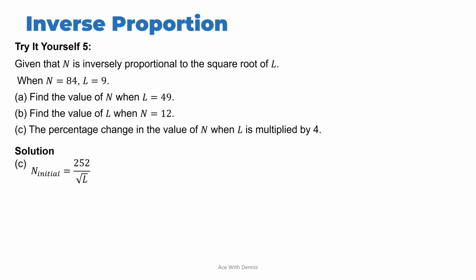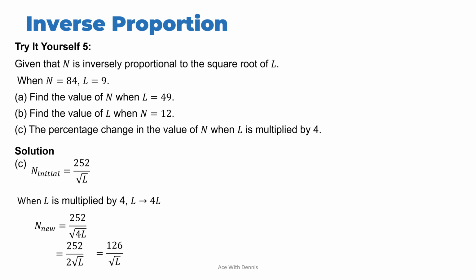For C, the initial value of n is 252 over square root of L. Now when L is multiplied by 4, L becomes 4L. We can update the equation. The new value of n is 252 over square root of 4L. Simplify, we get 252 over 2 square root of L, or 126 over square root of L.